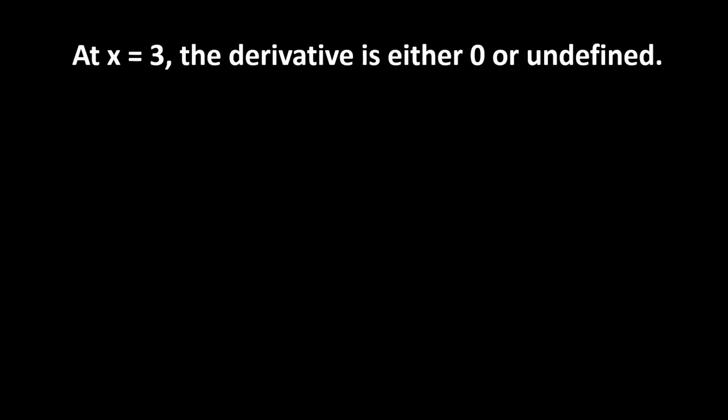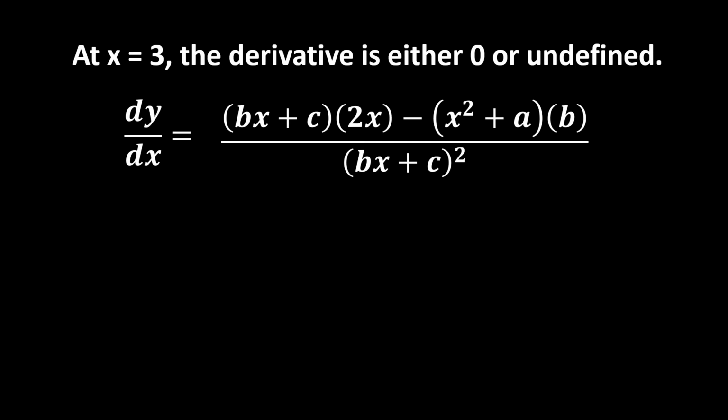Now, similarly, when x has a value of 3, the derivative is also either 0 or undefined, because once again, 3 is a critical number. Here's again our derivative function. Let's look at the case when the derivative function is undefined. Just like before, the derivative function will be undefined if the denominator itself is 0.